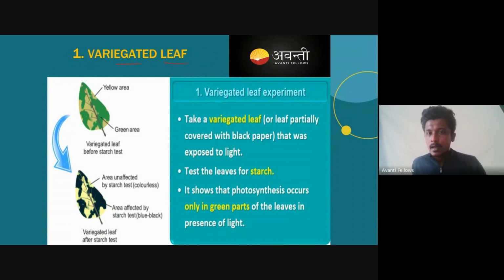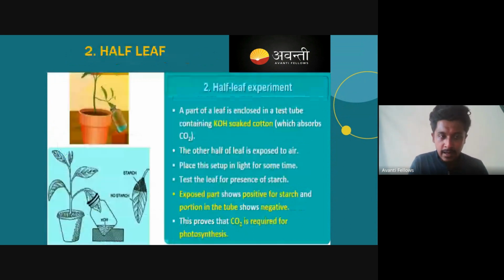We take the leaf, and we cover it partially, half of the leaf, with black paper, and we expose it to the light. Whichever part is exposed to the light will show the presence of starch, and whichever part is not exposed to the light will not show any presence of starch. So we understood that the light-exposed region of the plant produces starch when it is given light, correct? So this was the variegated leaf experiment.